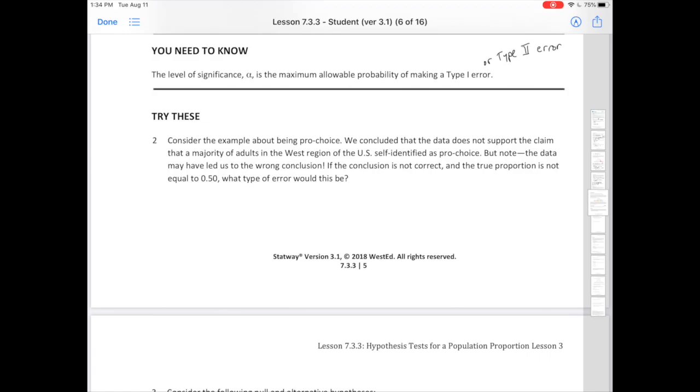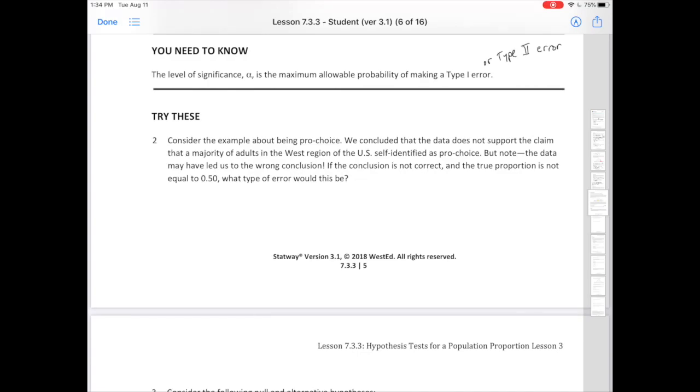Consider the example about being pro-choice. We concluded that the data does not support the claim that a majority of adults in the West region of the U.S. self-identified as pro-choice. But note, the data may have led us to a wrong conclusion. If the conclusion is not correct and the true proportion is not equal to 0.50, what type of error would this be? Well, we failed to reject the null, didn't we? Right? That's what we did last time.